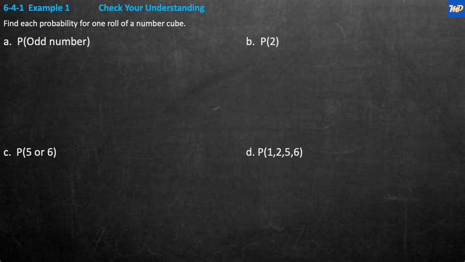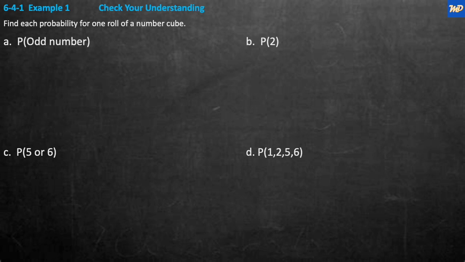So let's check our understanding. They're asking here, on example 1, find the probability of one roll on a numbered cube. You're going to roll a cube, same as we just did in the previous slide. So now they're asking, what's the probability of getting an odd number?